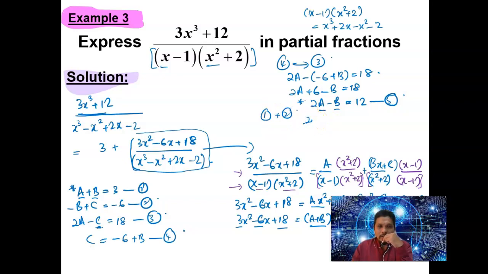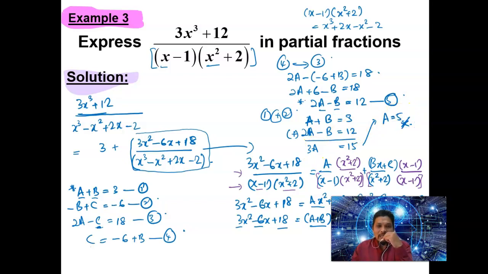Equation 1 plus equation 5: a plus b equal to 3 and 2a minus b equal to 12. Plus here, according to this. a plus 2a, 3a. b plus negative b, positive with negative is negative, so b minus b equal to 0. 3 plus 12 equal to 15. Then a equal to 15 divided by 3 equal to 5.